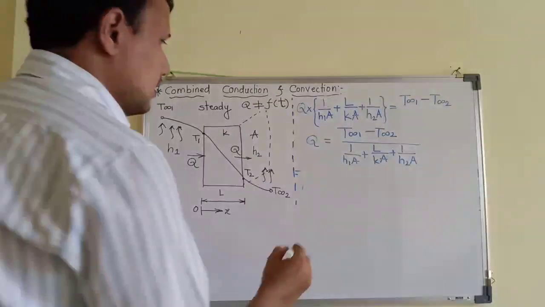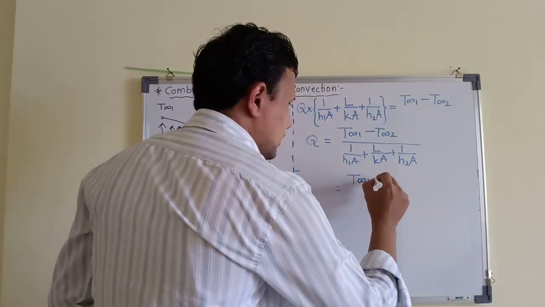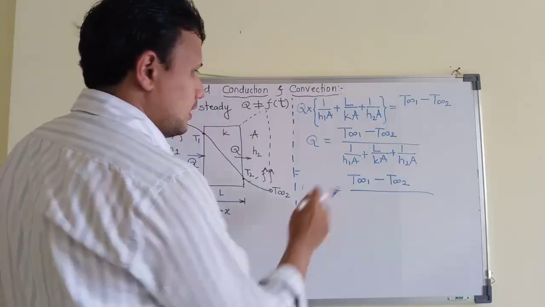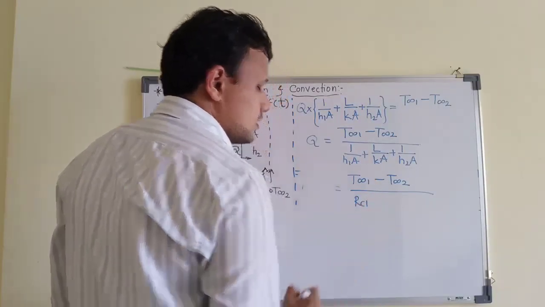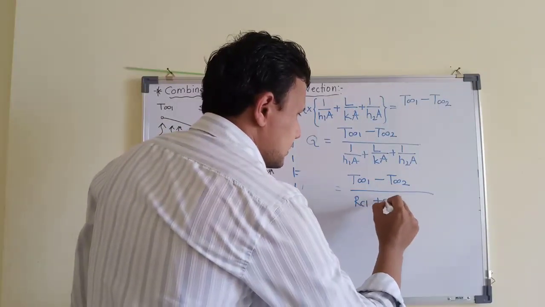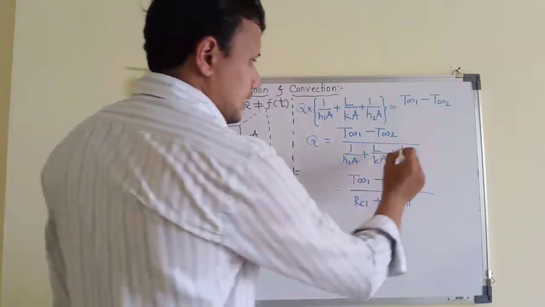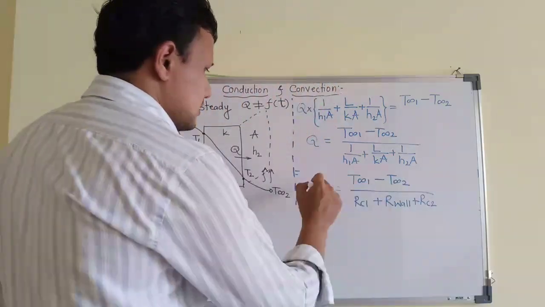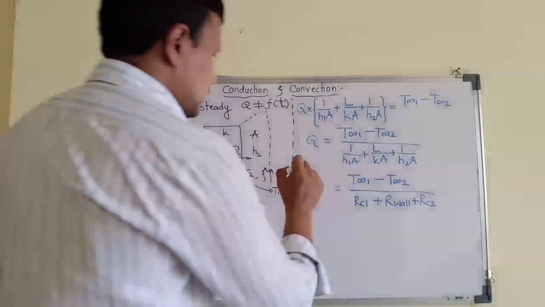Simplifying, we can write Q is equal to T infinity 1 minus T infinity 2 divided by 1 upon H1A. This is nothing but convection resistance first, and this is conduction resistance for wall, that's why R wall, and this is convection resistance, that's why second convection resistance. This will be total Q. Okay, let us log this formula right now.